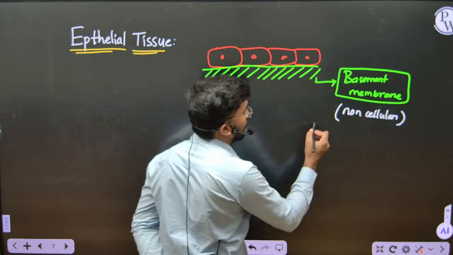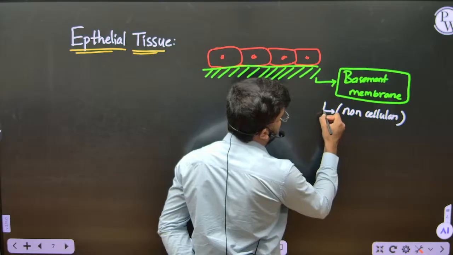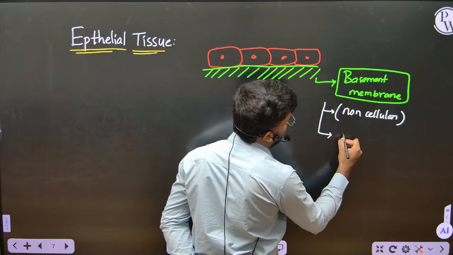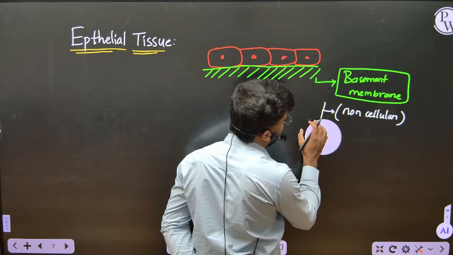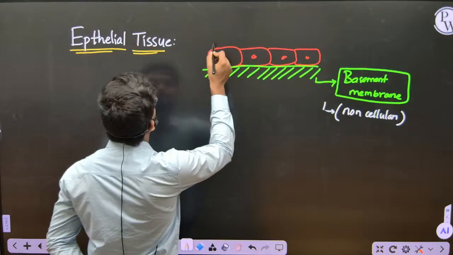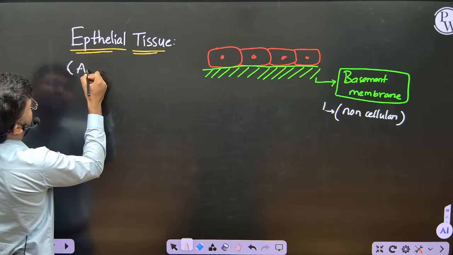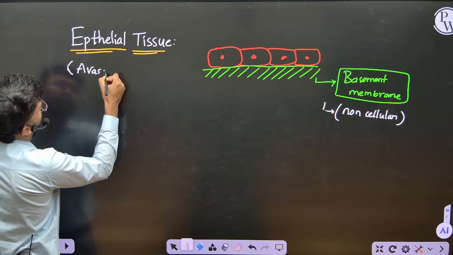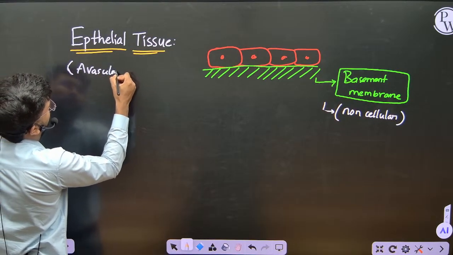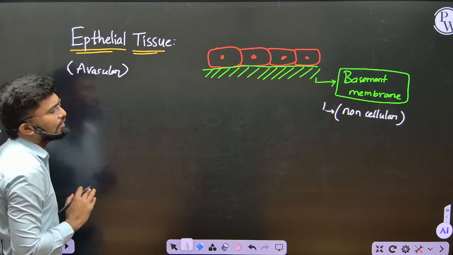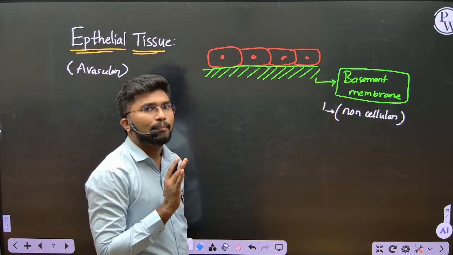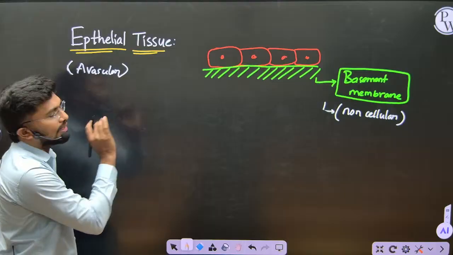Second important point: this complete epithelial tissue is avascular. What is the meaning of avascular? Avascular means blood supply is not there.